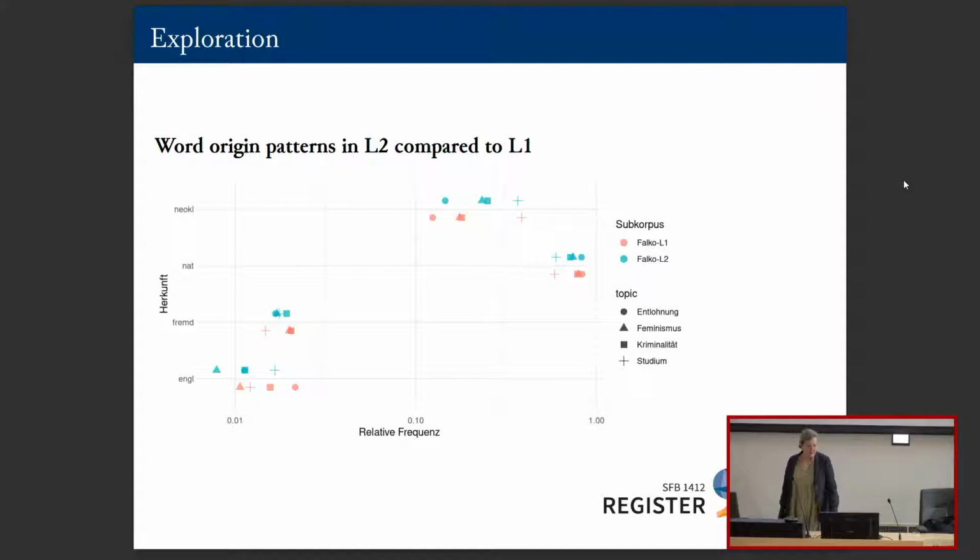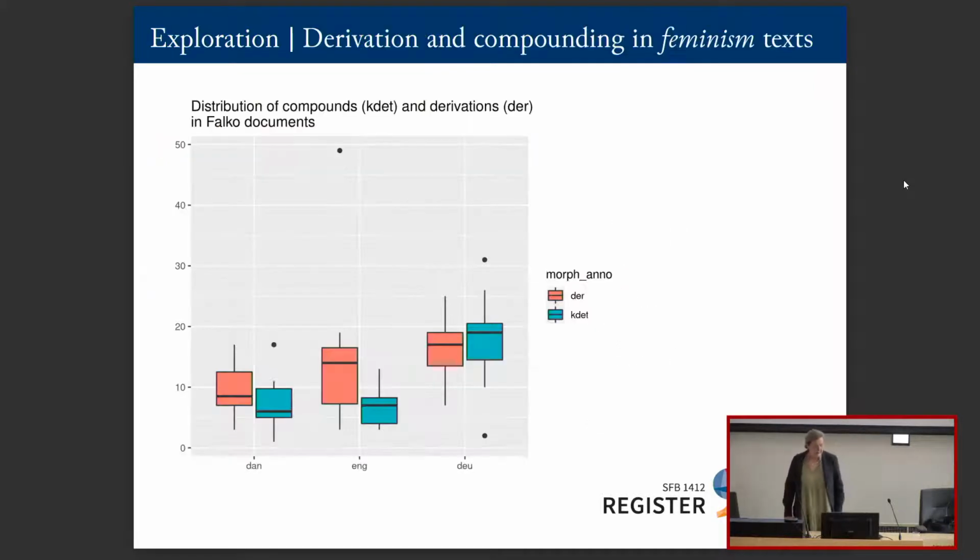The word origin patterns also are fairly similar, with sometimes the L1 speakers using a bit more foreign words, sometimes a bit less foreign words. For the neoclassical words, we find more for the learners, etc. The distributions of just compounds and derivations in just the feminism text, just one of the topics. Again, same topic, controlled setting. Yeah?